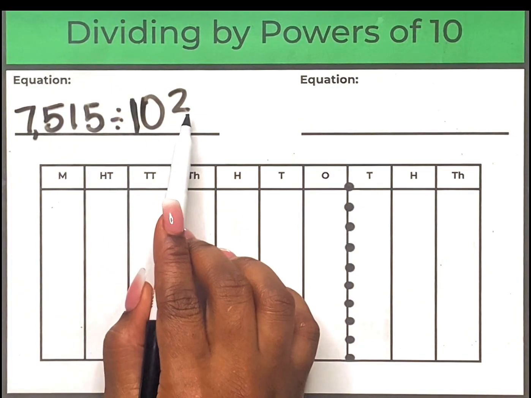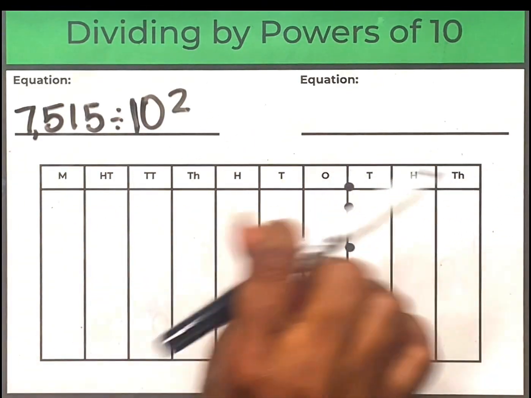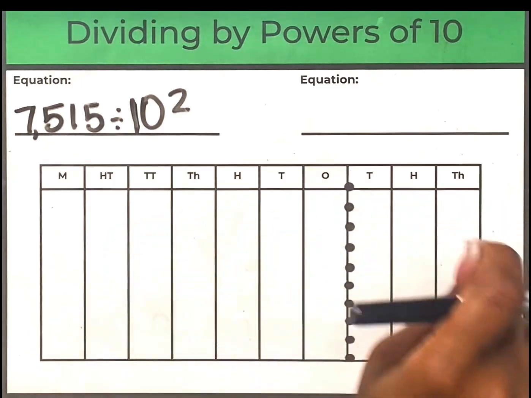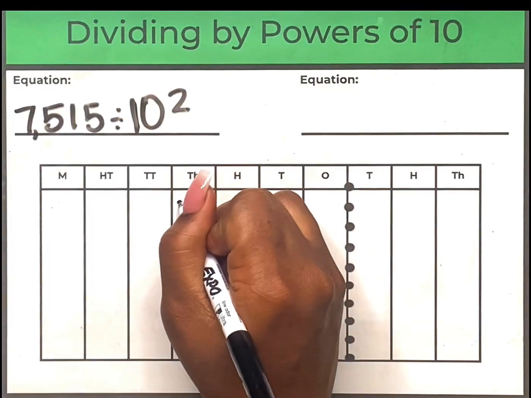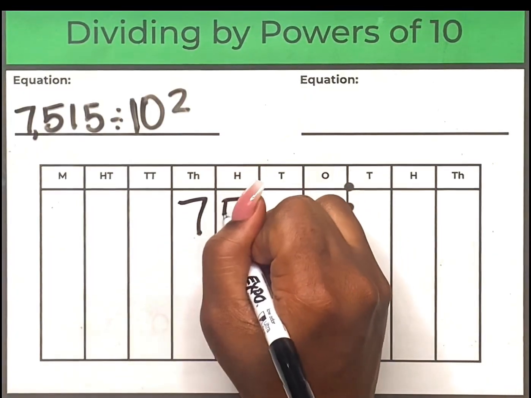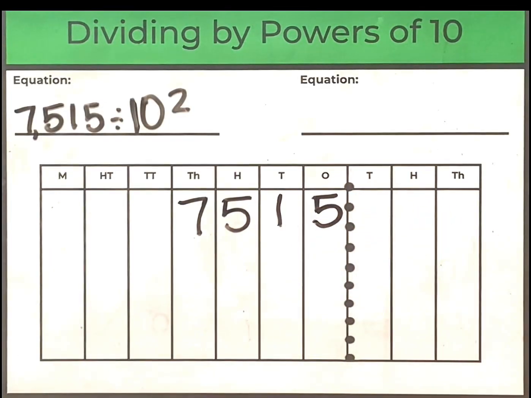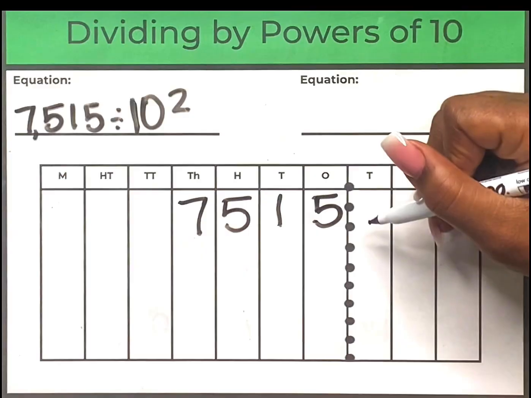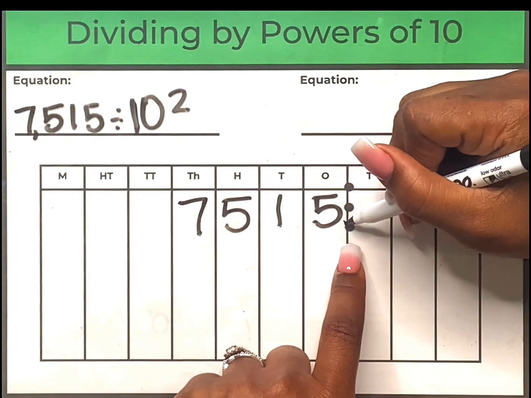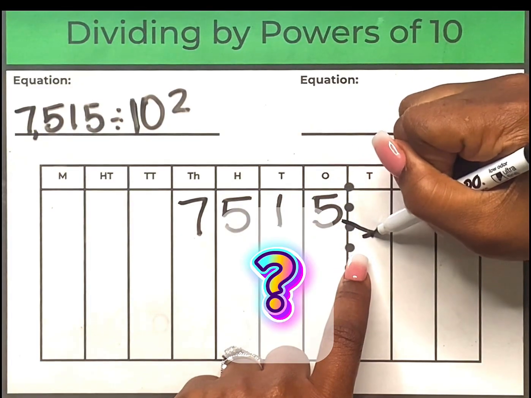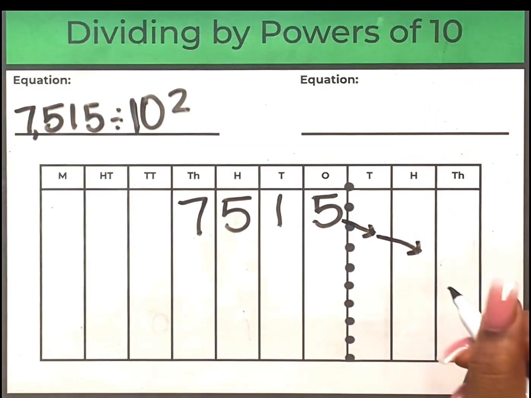We see here that our exponent is 2. So that means we're going to go to the right twice. We're going to go to the right 2 times. Start by placing the number in our chart correctly. 7 in the thousandths place, 5, 1, and 5. Now let's go to the back of the number and let's go back. How many times? Hopefully you said twice.